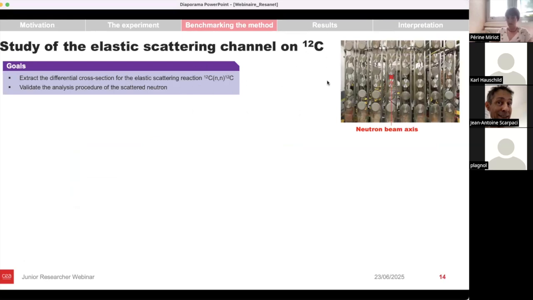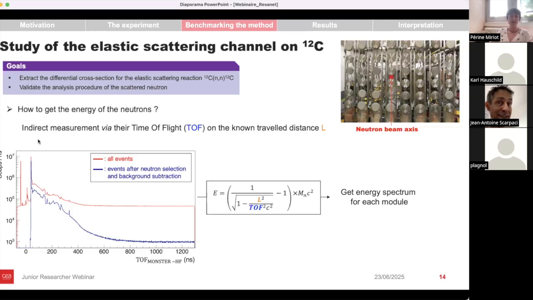Because in this reaction, we only look at the detection of the scattered neutron, so only at the MONSTER setup, which is shown here. For this study, in order to extract the differential cross-section, we want to measure the energy of the scattered neutron to select the scattered neutrons that did an elastic scattering reaction. But in the MONSTER module, we cannot directly measure the energy of the neutrons because they only deposit a fraction of their energy. So instead, their energy is calculated from their time of flight on a known travel distance, which is written here, L, via the formula written here.